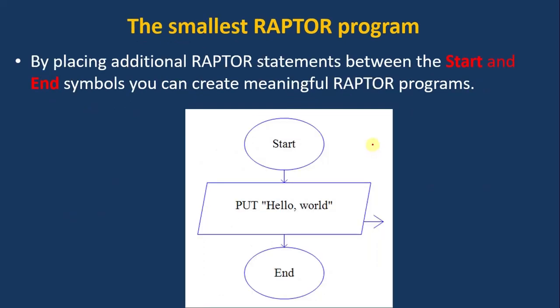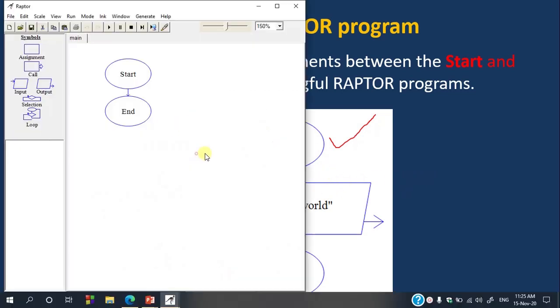This is the smallest program, which consists of only one statement, and that statement is to produce output to the console, the master console. The program execution will start from the start symbol, and it will execute all the statements in between the start and end symbol. Once it reaches the end symbol, the Raptor program will terminate. As this program contains only one statement, you will get the output hello world, specified by this one output statement. Let's write a small program in Raptor.